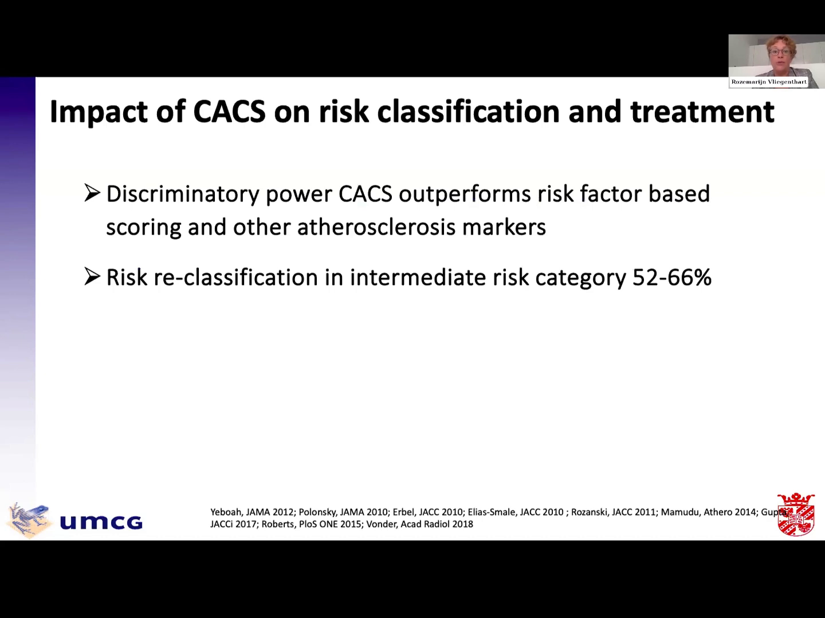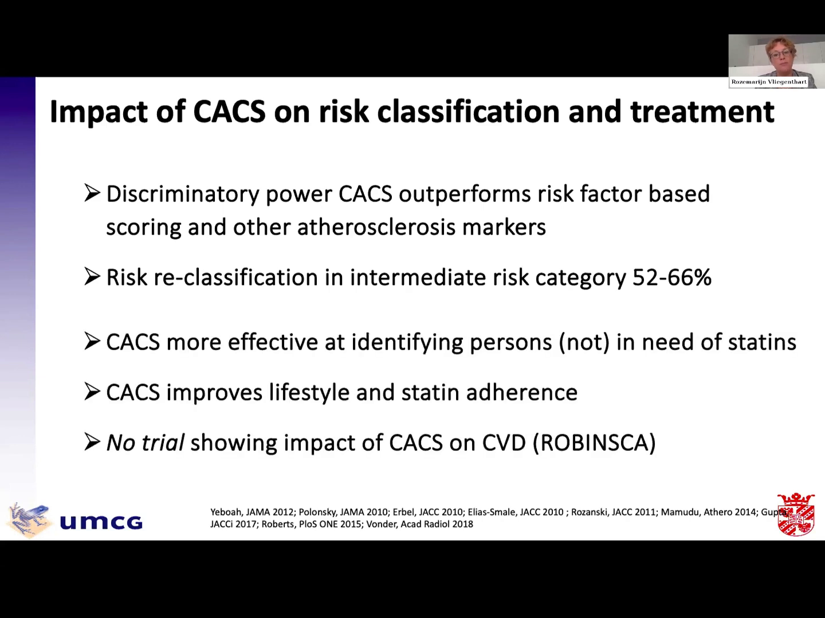What we do know from multiple studies where, for example, calcium scoring was used to monitor the effect on risk factors is that the calcium score by itself can reclassify those in this intermediate risk category of about 52 to 66%. And then these individuals end up in a better risk classification category. And the calcium score in terms of discriminatory power outperforms risk factor-based scoring methods and other atherosclerosis markers.